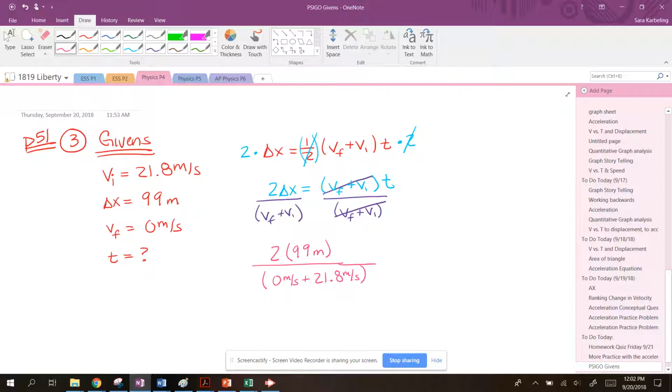I want every single person to do it because the more you do it, the better you get at it. And if the first time that you plug something in is tomorrow on the quiz, then little things like where to put parentheses might get screwed up, and then you might miss easy points because you just didn't practice one time. So 2 times 99 divided by 21.8. Come up with an awesome answer.